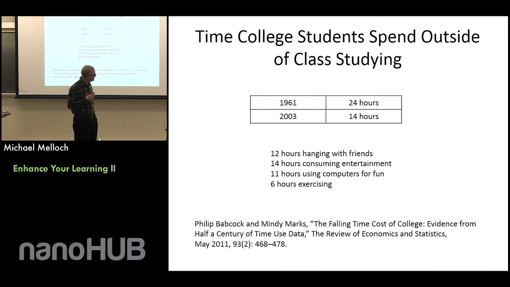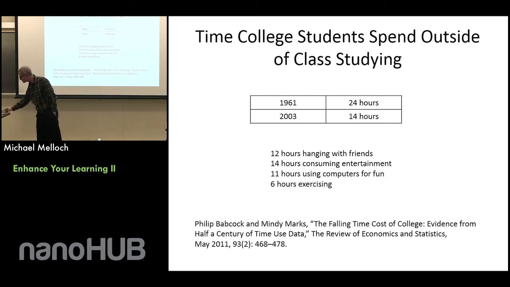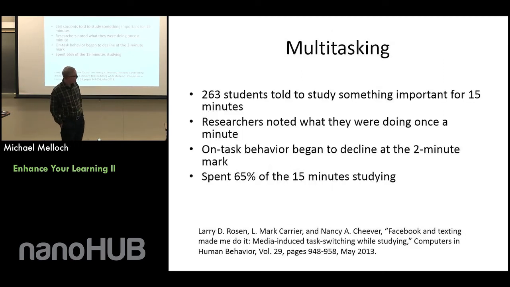In this study, they looked at how much time students actually study. So back in '61, college students were spending 24 hours a week working outside of their classes. By 2003, it had reduced to 14 hours. They also did this study where they took 263 students and told them to spend just 15 minutes studying something important that they had to do.